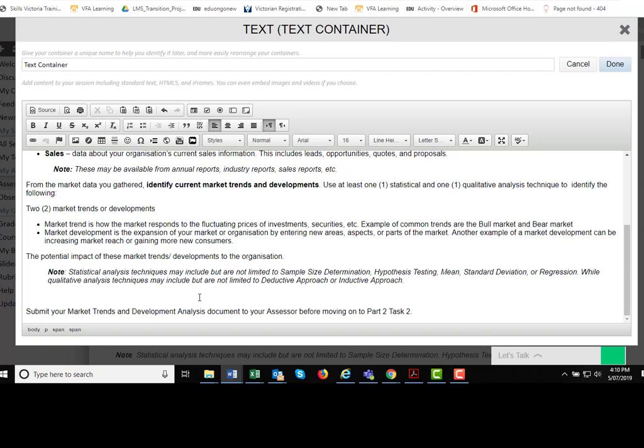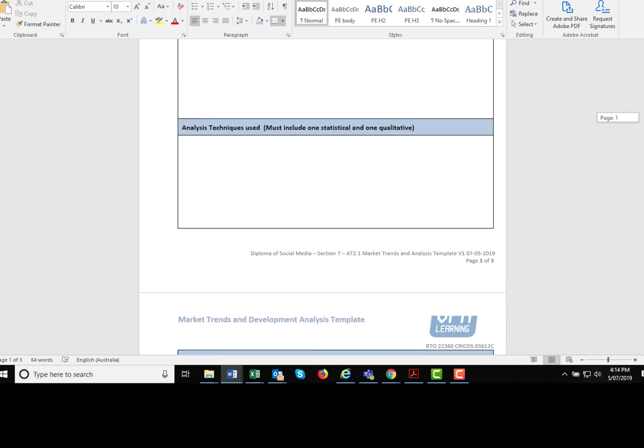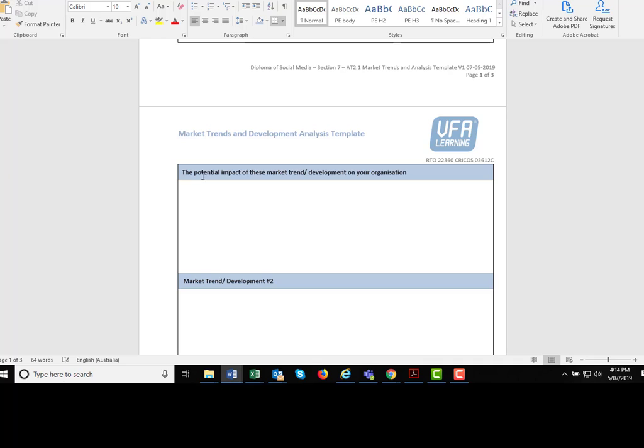Again, if you're not sure after reading your notes on the differences, you need to speak to Chloe about that. You need to put in the information here, the data or information that led you to believe that it is a development or a trend, and the techniques you've used to establish it. If we scan down the page, there is the potential impact of these market trends or developments on your organisation. And again, then you do it for the second market trend or development.